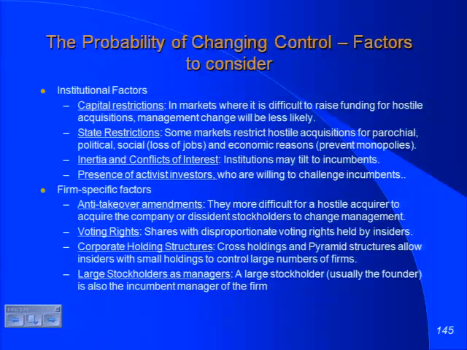You're not going to change the way it's run. It's Rupert Murdoch's company. So in a sense, if you have two classes of shares, that already gives you some sense of the likelihood of change in the company. It also depends on corporate holding structures: you have minority holdings, majority holdings, cross-holding structures, pyramid structures in Asia to keep control entrenched, and whether you have large stockholders and managers, and whether they're part of the incumbent management team.